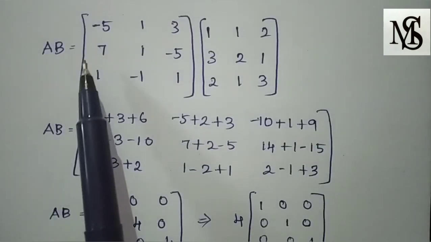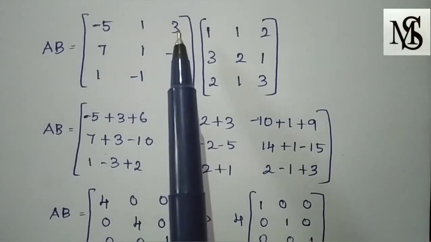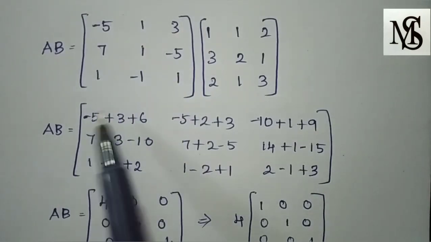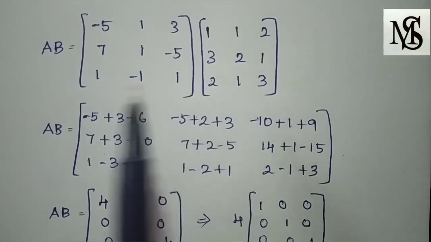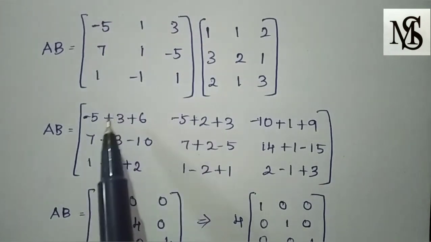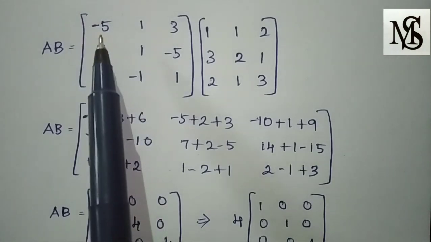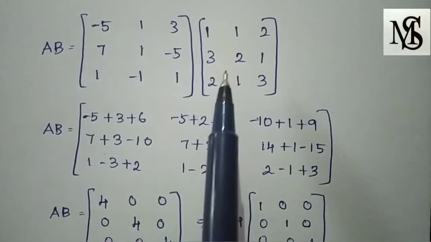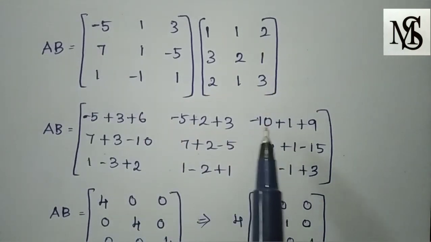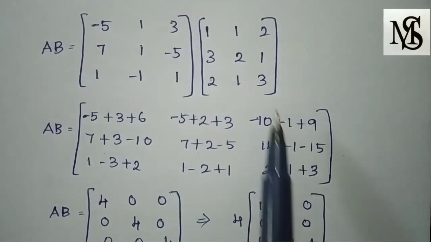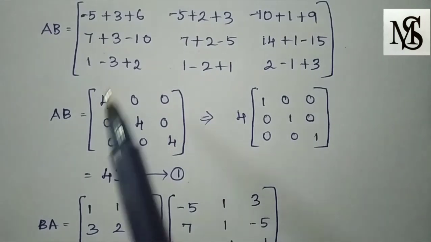The product AB is equal to the A matrix multiplied with the B matrix. The first row with the first column goes in the first element place, and the first row with the second column goes in the second element place. Like that we have to multiply. Minus 5 into 1 is minus 5, 1 into 3 is plus 3, 3 into 2 is plus 6. Minus 5 into 1 is minus 5, 1 into 2 is 2, 3 into 1 is 3. Same like that, minus 5 into 2 is minus 10, 1 into 1 is 1, 3 into 3 is 9. Same, we have to multiply everything. By solving this, we will get the answer like this.